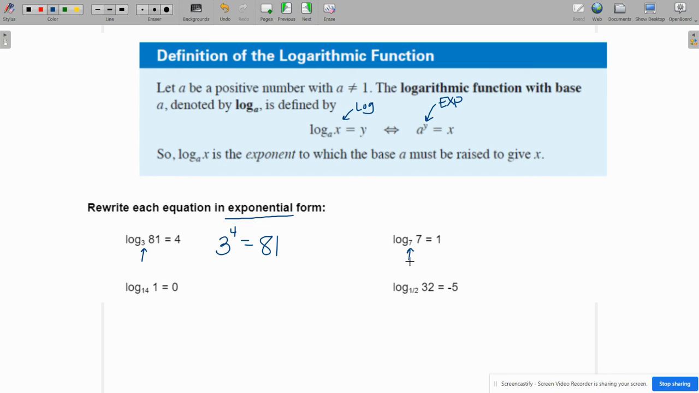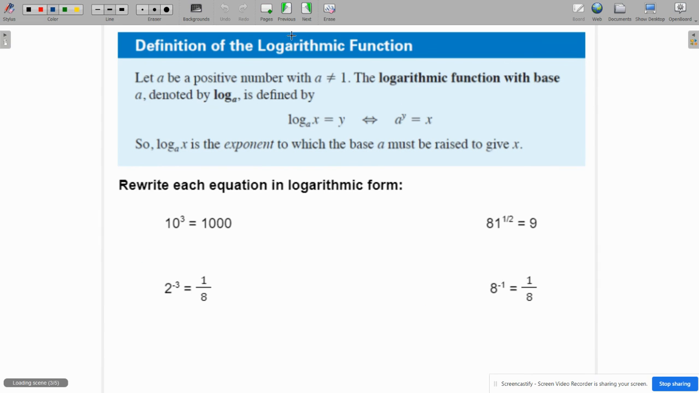Over here, 7 was your base, so it's the base of your power. This becomes the exponent, so 7 to the 1st power equals, and then whatever you were taking the logarithm of is what your exponential equation is set equal to. In this case, you would have 14 to the 0 power equals 1. And over here, you would say 1/2, put that in parentheses, to the negative 5th power equals 32.